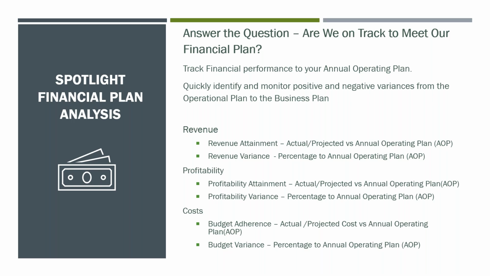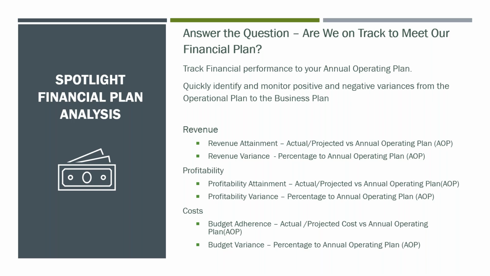And what Spotlight will help you do is answer the questions and make better decisions. Are we on track to meet our financial plan? If we're not, what are we going to do to mitigate our risk? What are we going to do to capitalize on other opportunities, right? So we can track financial performance of the AOP, the annual operating plan. We can quickly identify and monitor positive and negative variance from the operational plan to the business plan, and then take course corrections in our planning system as need be, to make those business decisions at a higher level, at that executive S&OP level.